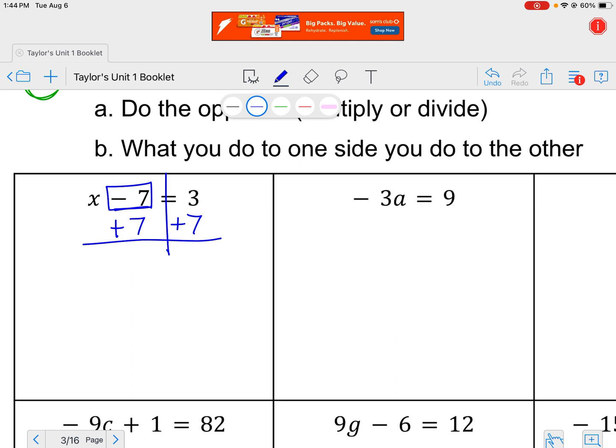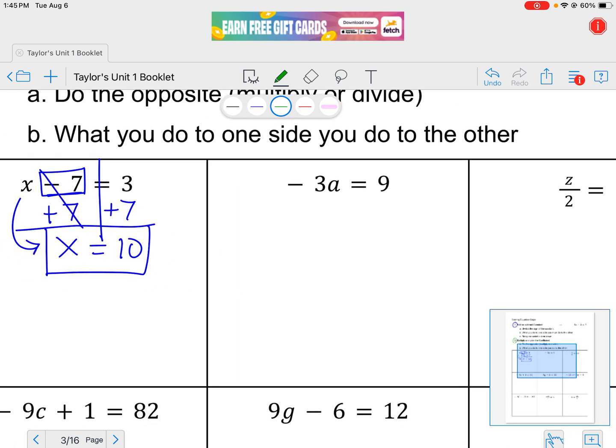A -7 plus 7 cancels out to 0, which means I need to bring down my x, and then 3 plus 7 is 10. And that is our answer. That is a simple one-step equation.